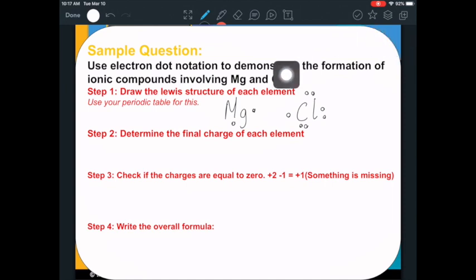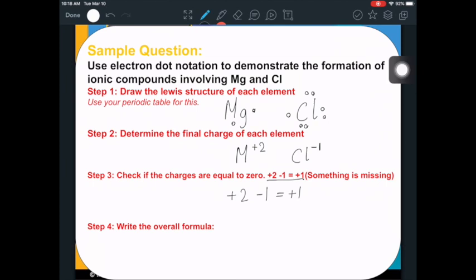Now, I can see here that chlorine is missing 1 electron, which means that in the end, it needs to gain an electron and become -1. Chlorine's overall charge needs to end up being -1. Magnesium needs to lose 2 electrons, so it's going to become +2. Remember, for every electron you gain, you become negative. For every electron you lose, you become positive. So magnesium needs to be +2. Let's check our overall charge. As you can see here, +2 minus 1 equals +1, which means that we're still missing something.